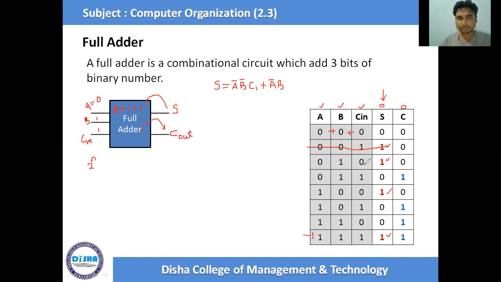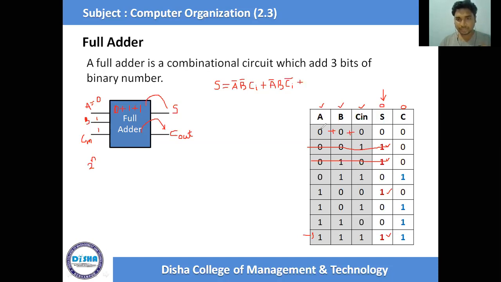And this one is 0. C in is also NOT operation. That is CI. Again, I am repeating, instead of writing C in, here I am writing CI. Okay. These two are over. Then the next one is this one.